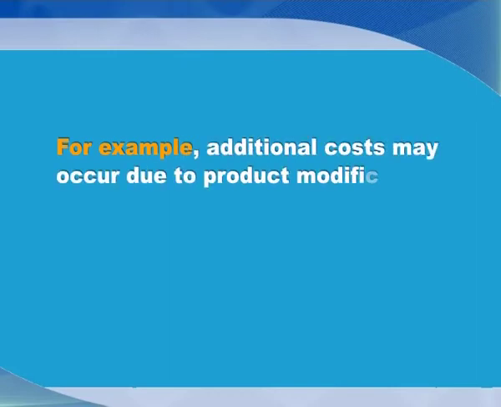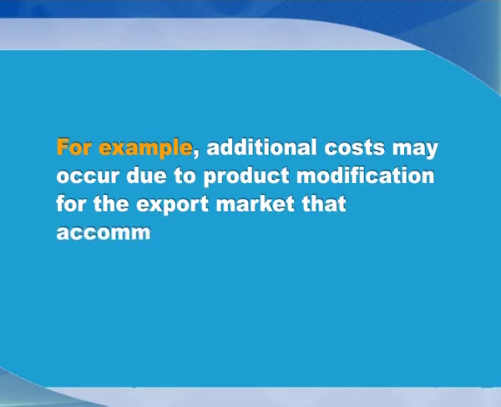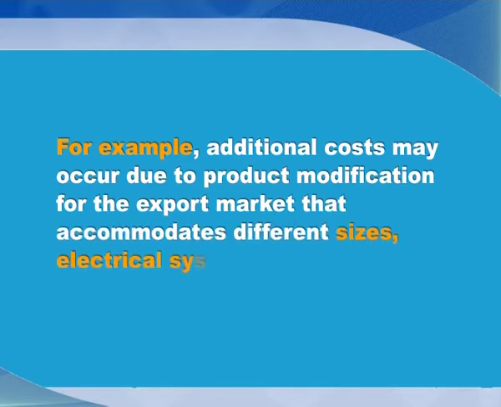For example, additional cost may occur due to product modification for the export market that accommodates different sizes, electrical systems, or labels. On the other hand, cost may decrease if export products are stripped-down versions or made without increasing the fixed cost of domestic production. Other costs should be assessed for domestic and export products according to how much benefit each product receives from such expenditures.